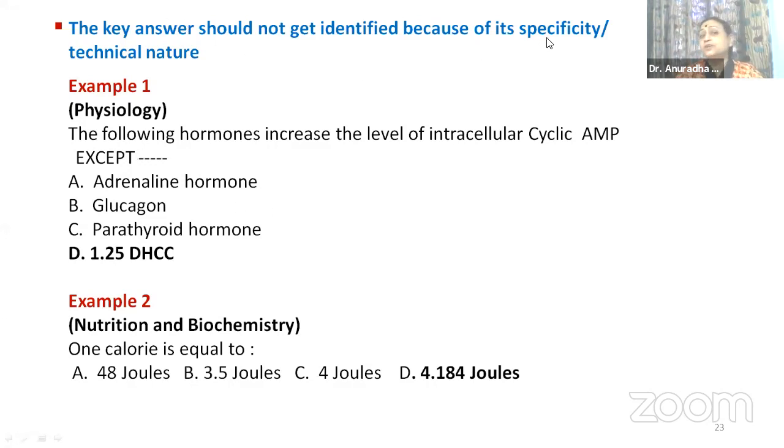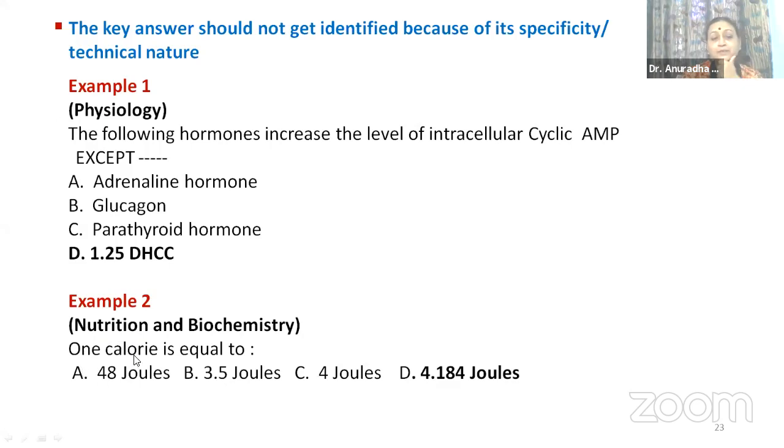The key answer should also not get identified because of its specificity or its technical nature. Now look at this example in physiology. The following hormones increase the level of intracellular cyclic AMP except: adrenaline, glucagon, parathyroid hormone, 1,25 DHCC. Now, if I am a student, I look at all these options and I say, these are quite different. There's one thing that looks quite different. This seems to be something very specific. Maybe it's the correct answer. So I guess this is how I'm guessing and getting more marks out of guessing.